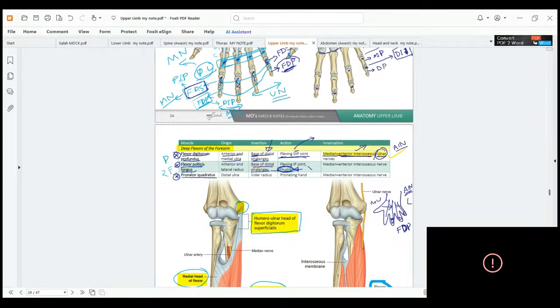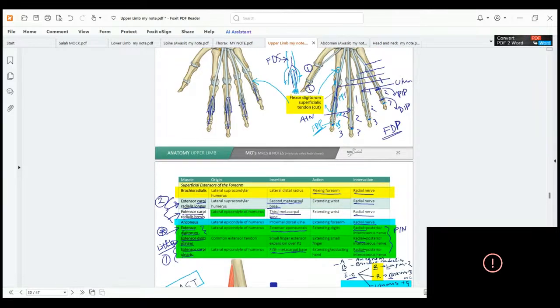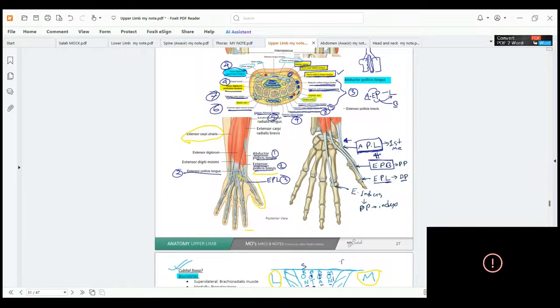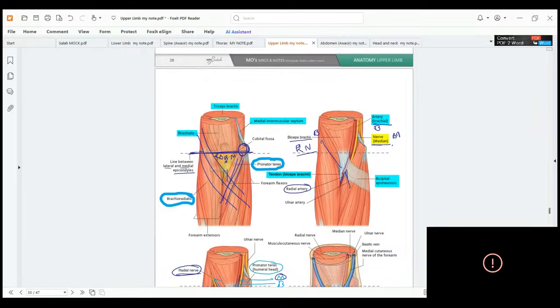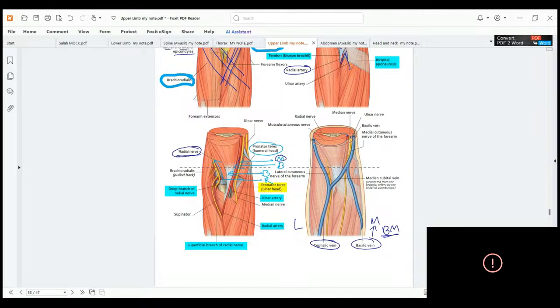Where is that picture gone? Yes. Okay. Median cubital vein, basilic vein, BB, PB.